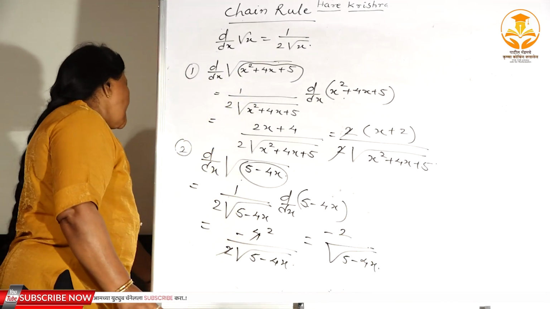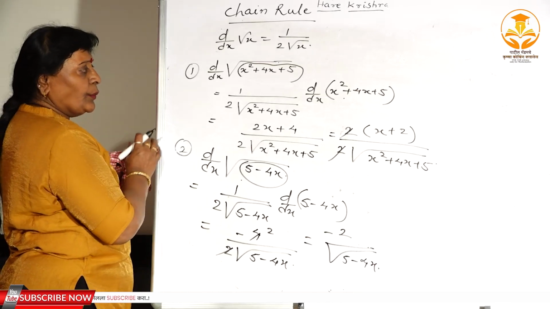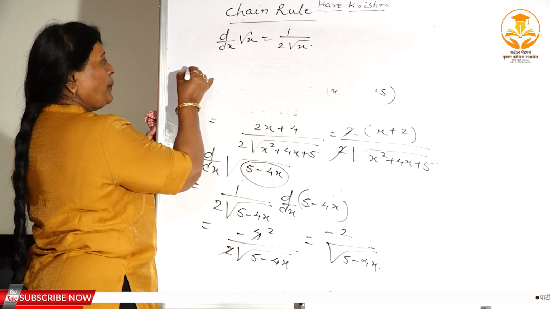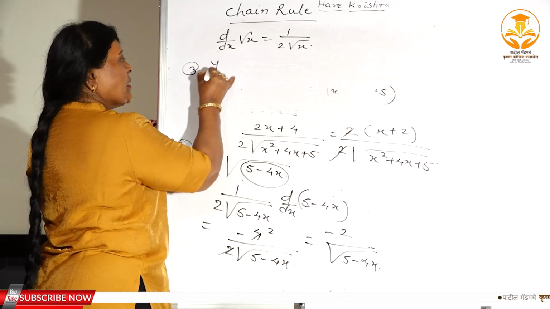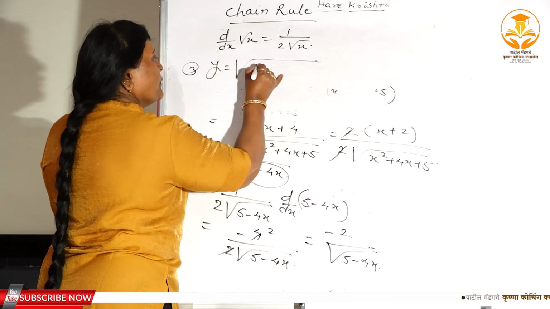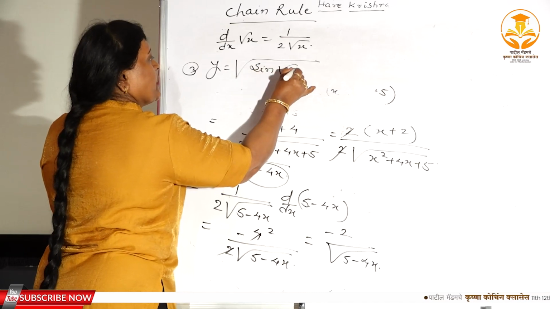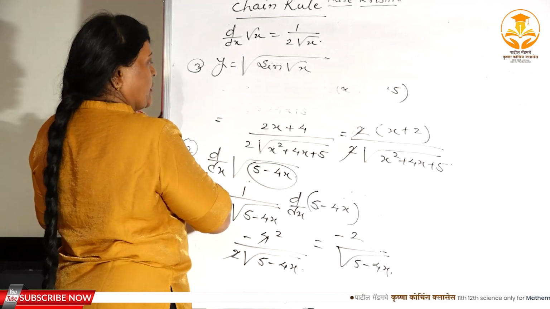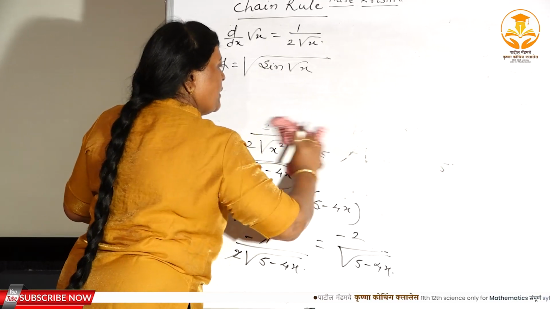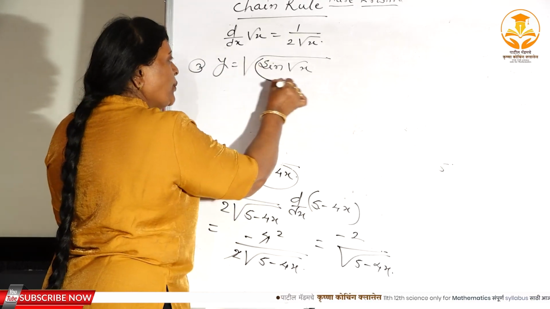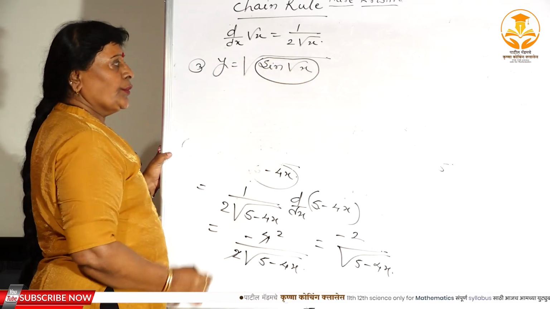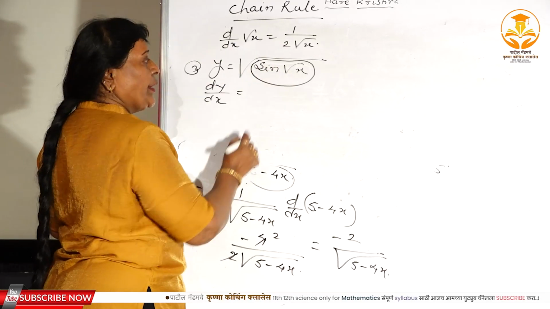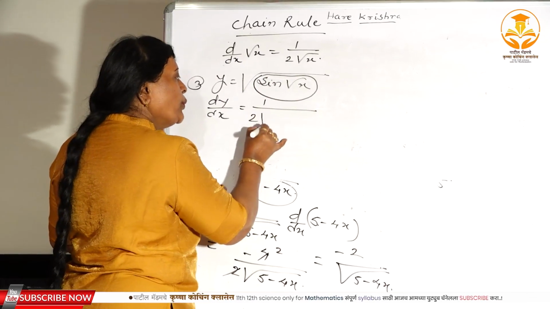Now whatever the function, it is in the form of a root, you have to do in the same way. Now again take another example. Third example, suppose y is equal to root of sine root x, isn't it? Suppose root of sine root x, then how will you do this? See here, again this sine root x you have to consider as a u, means dy by dx. Again root u ची derivative 1 upon 2 root u.